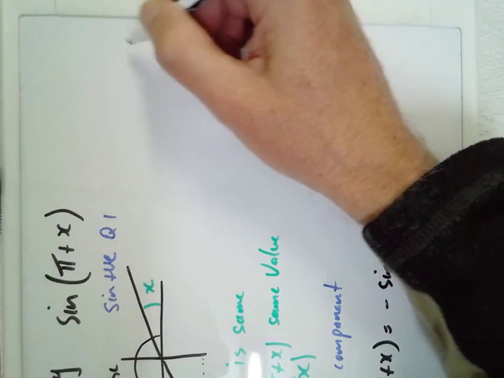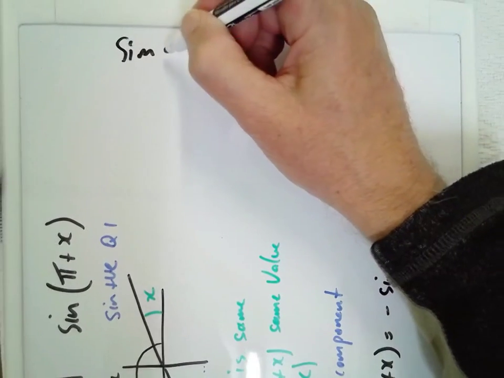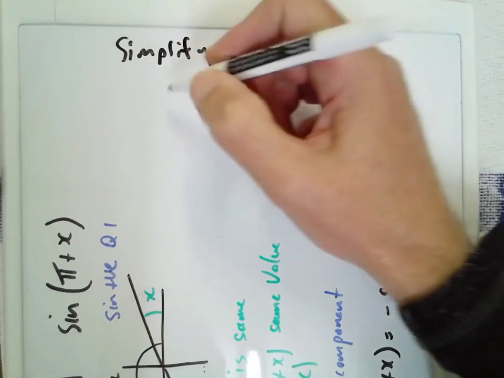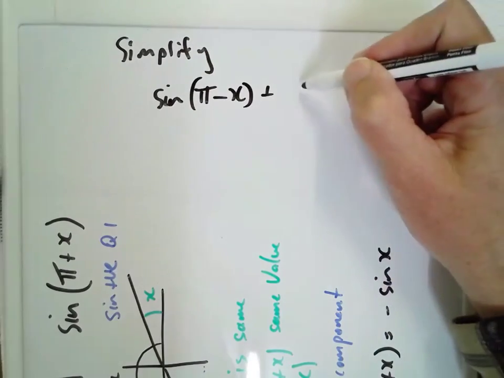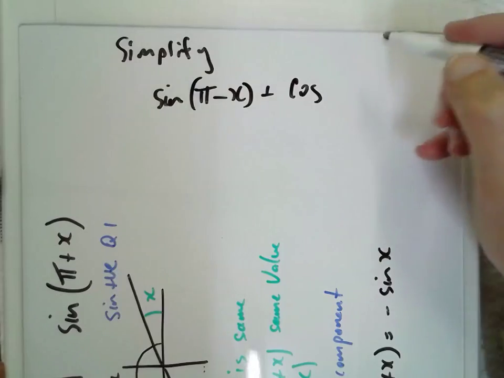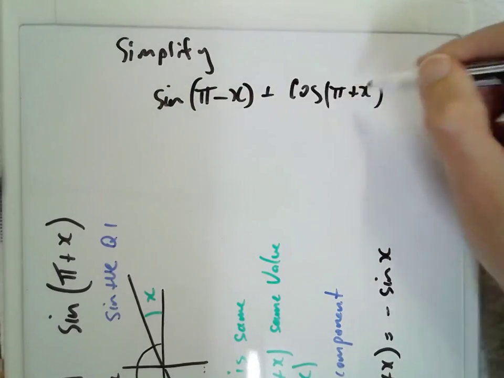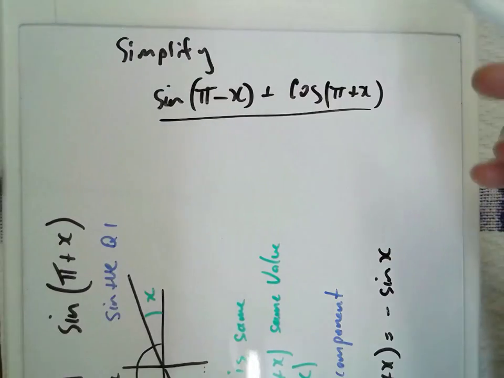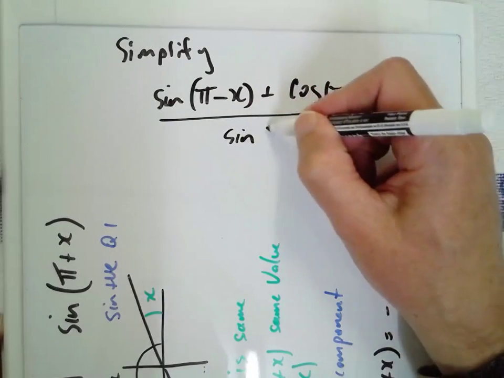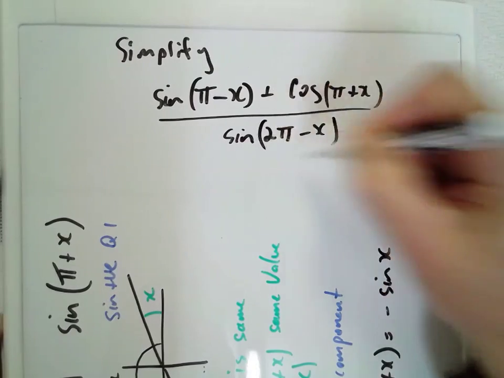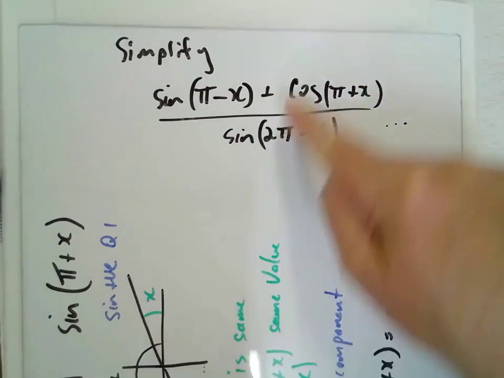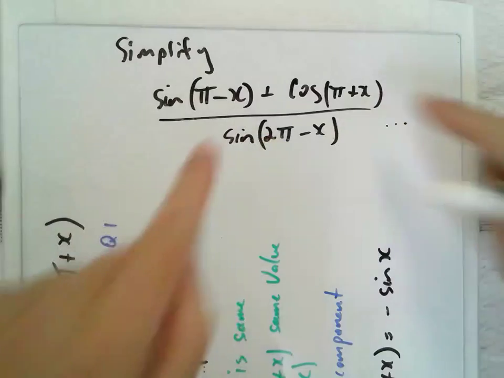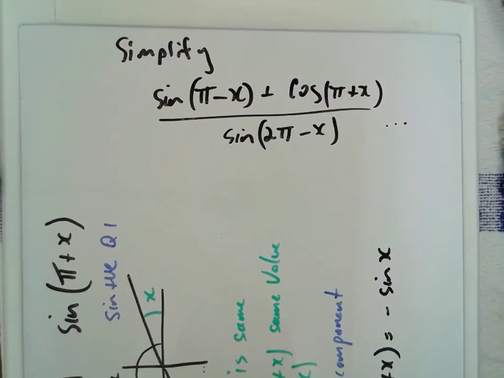So let's go simplify something like sine pi minus x plus cos pi plus x divided by, let's make something up here, sine 2 pi minus x, etc, etc. So you would have a different diagram for each of those and put them all in terms of x and then simplify as far as possible.